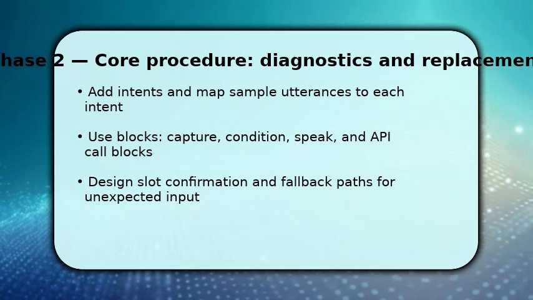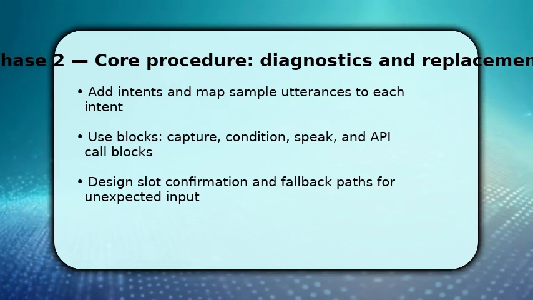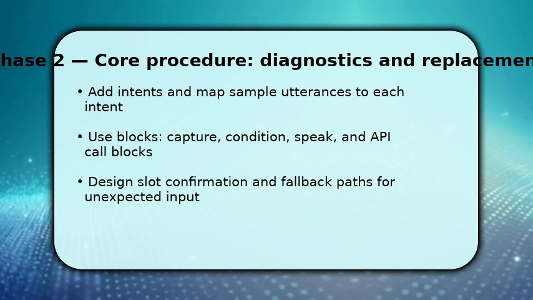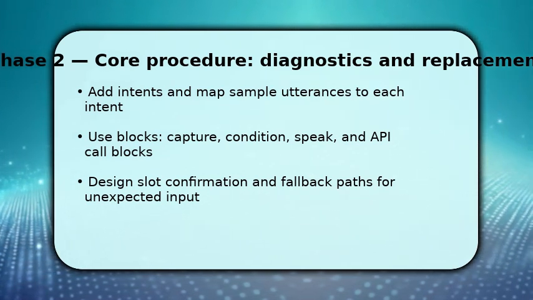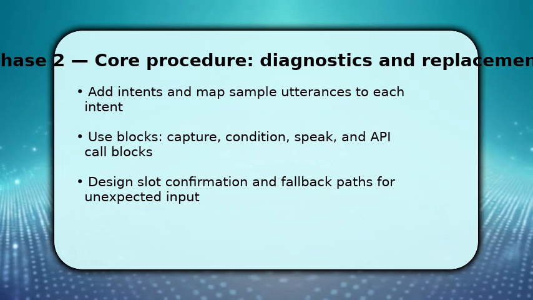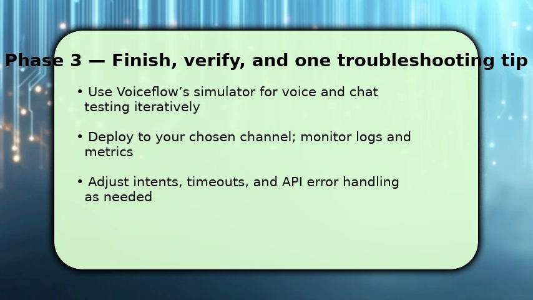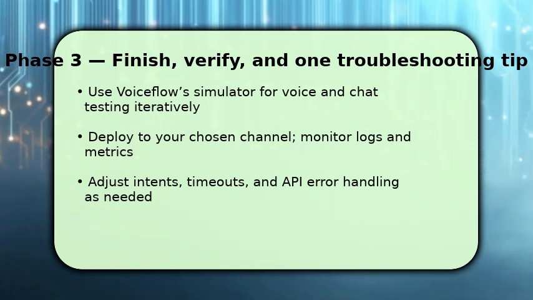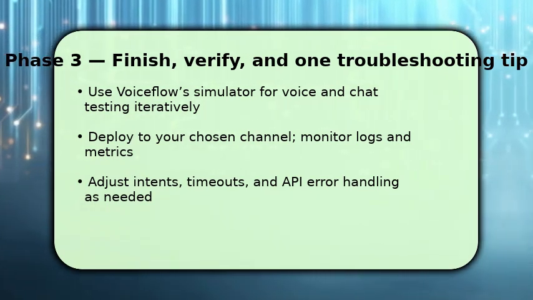Insert API blocks to fetch dynamic data and chain responses with delays for natural pacing. Make sure to add explicit confirmations and a fallback path so the system recovers gracefully. Finish by testing thoroughly. Run through happy paths and edge cases in the Voiceflow simulator and on device if possible. Once confident, deploy to your chosen channel and watch logs and metrics to spot drop-offs.